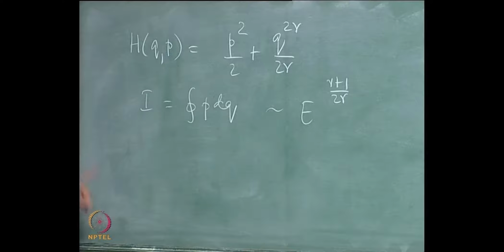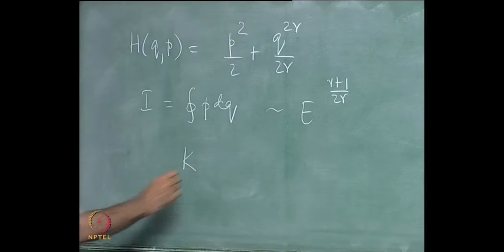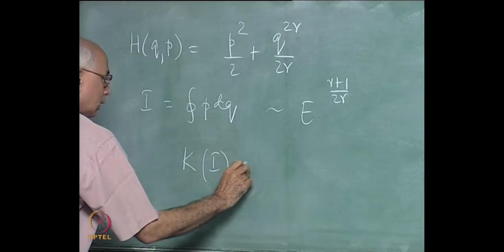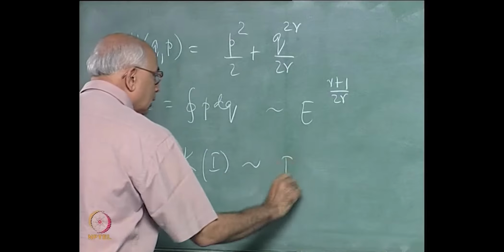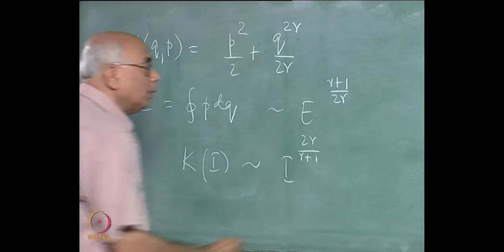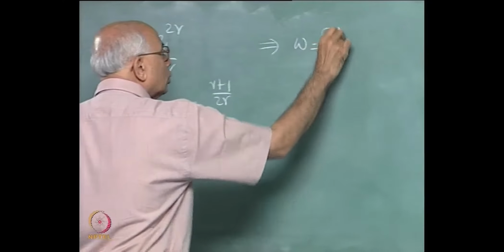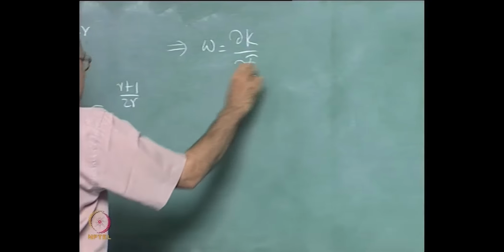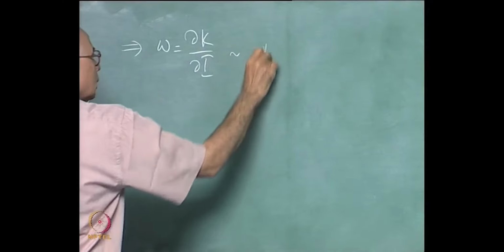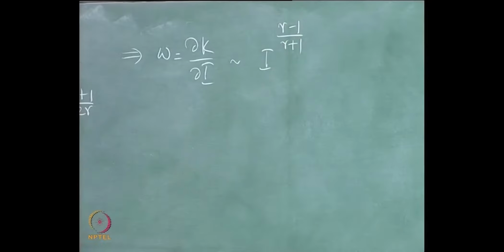Of course, if you translate this back to action angle variables the way we had defined it earlier, this implies that K, the Hamiltonian, as a function of the action is proportional to the action to the power 2r over r plus 1, which immediately implies that the frequency omega of motion, which is defined as delta K over delta I, is proportional to I to the power r minus 1 over r plus 1.